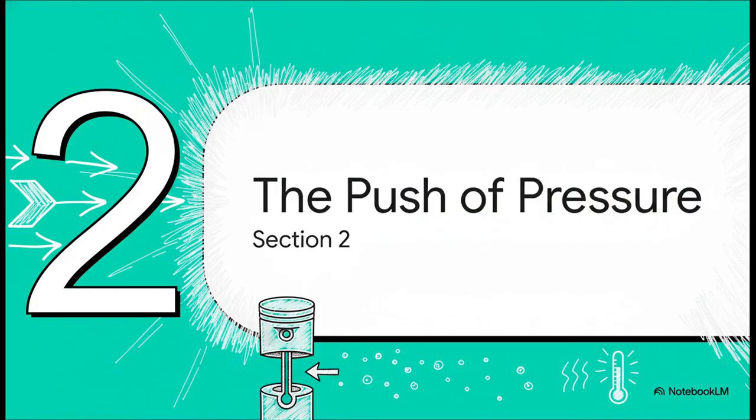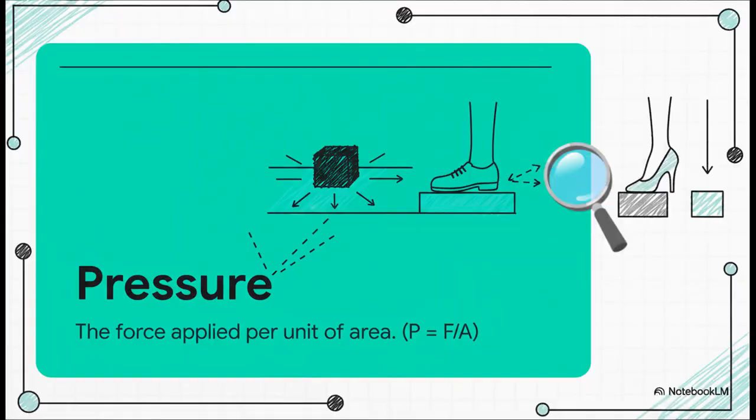We're shifting gears from just describing things to talking about a dynamic force, the push of pressure. Here's the thing about pressure. It isn't just about how hard you push. It's about how focused that push is. As you can see from the formula, pressure is the force divided by the area it's applied to. And this simple little equation has some surprisingly big consequences.